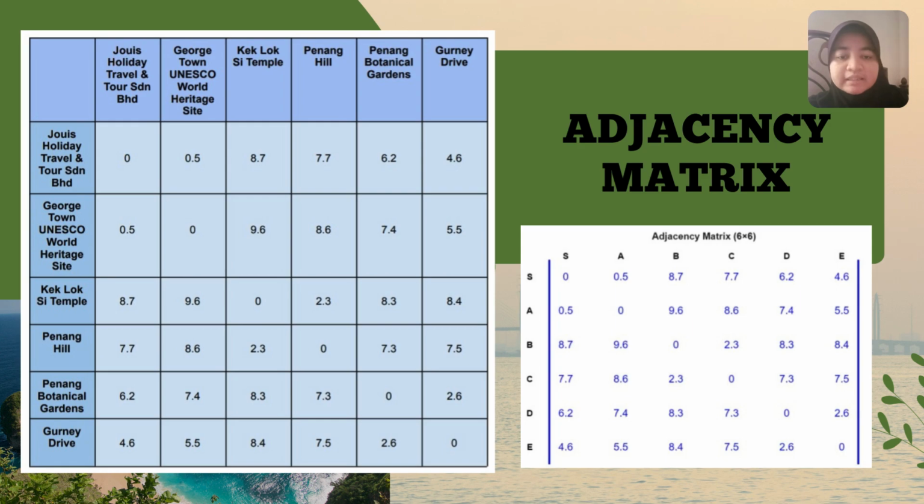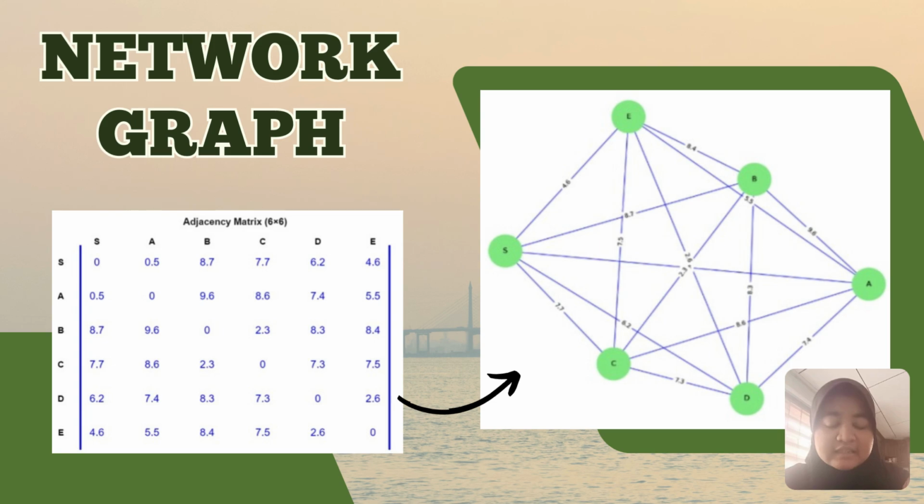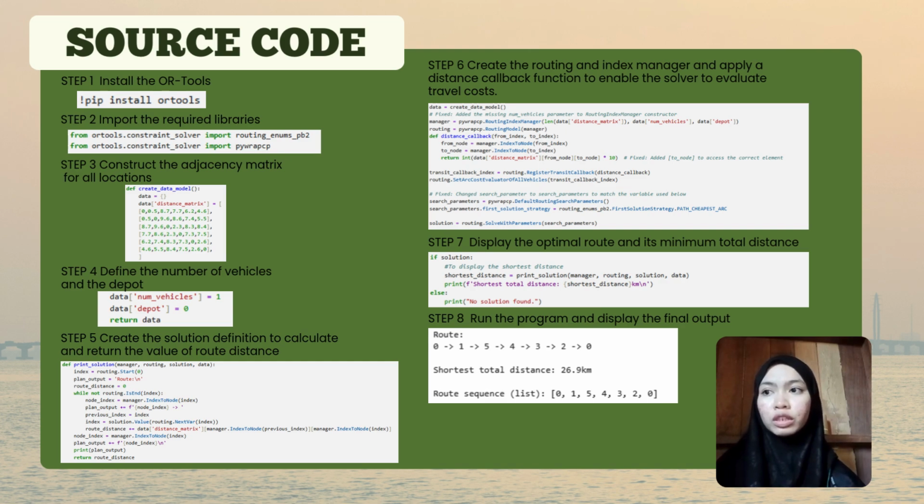This matrix represents the distance between each pair of nodes and is used as input for solving the travelling salesman problem, which we call TSP. This is the network graph illustrated by the adjacency matrix. For the source code, we have 8 steps, and from the steps, we get the route from 0 to 1 to 5 to 4 to 3 to 2 and to 0.